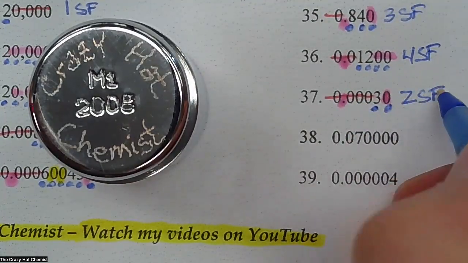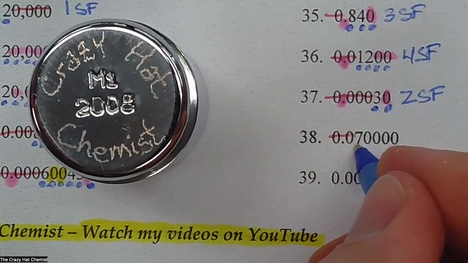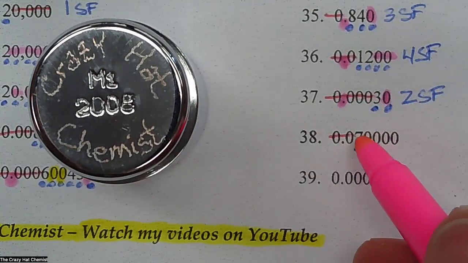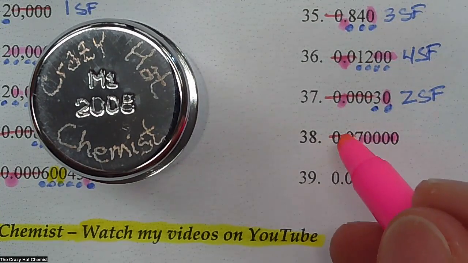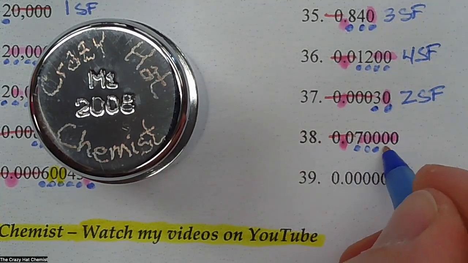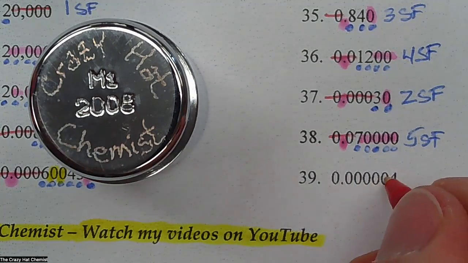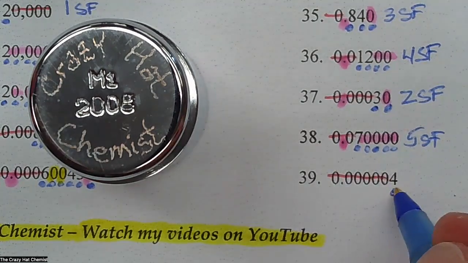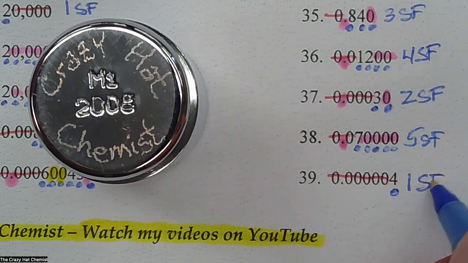That's 2 significant figures. Leading zeros never count. Non-zero integers always count. These 4 trailing zeros count because there's a decimal in the number. That's right, folks. So this would be 5 significant figures. Leading zeros never count. Non-zero integers always count. There are no other kinds of zeros, so this is 1 significant figure.